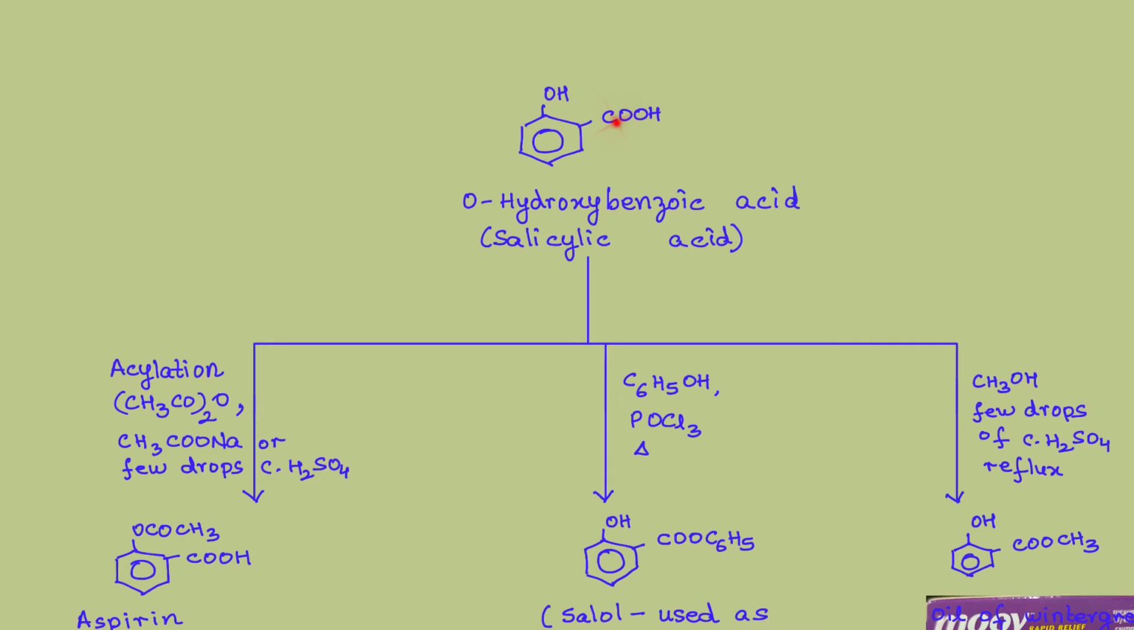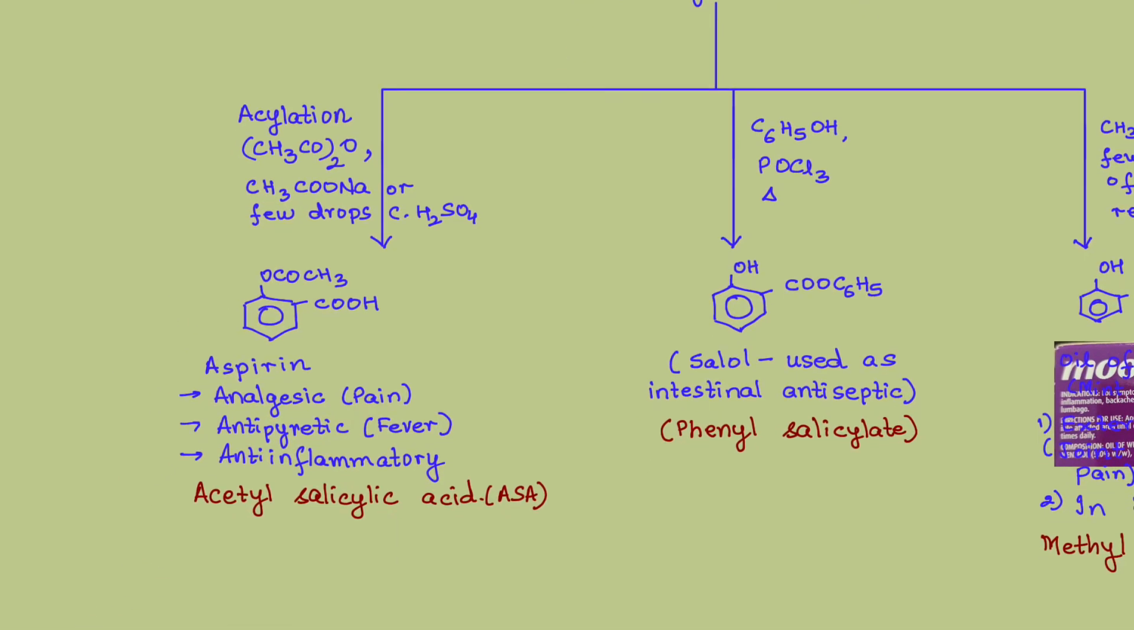So let's go ahead. Acylation of the phenolic group. So what do we form? Salicylic acid. We've introduced the acetyl group into the salicylic acid. So this becomes acetylsalicylic acid, ASA, which is popularly known as aspirin.